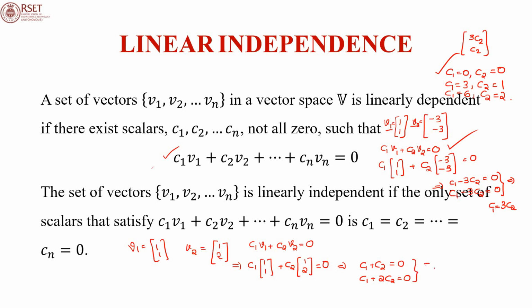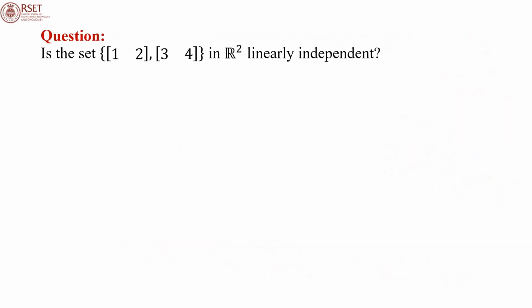On solving these two equations, I get that C2 must be equal to 0. Substituting C2 equal to 0 in the first equation, we see that C1 must also be equal to 0. So the only solution for this system of equations is C1 equal to 0 and C2 equal to 0. So we can say that the vectors V1 equal to (1, 1) and V2 equal to (1, 2) are linearly independent vectors. Let us see another example.